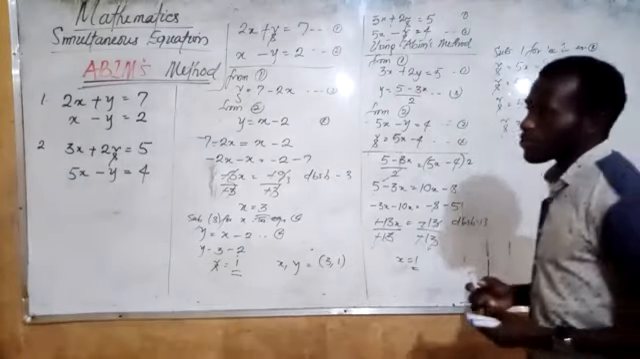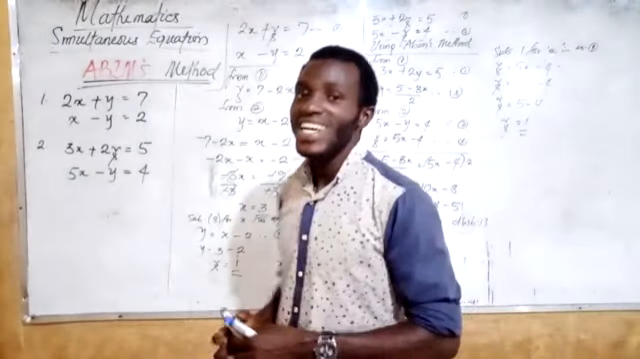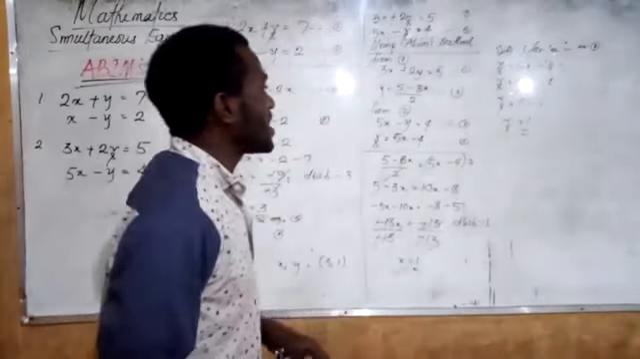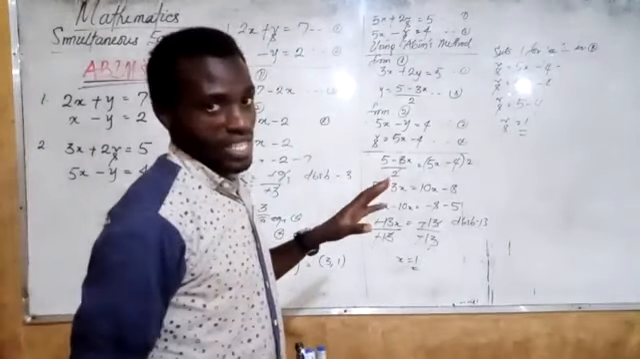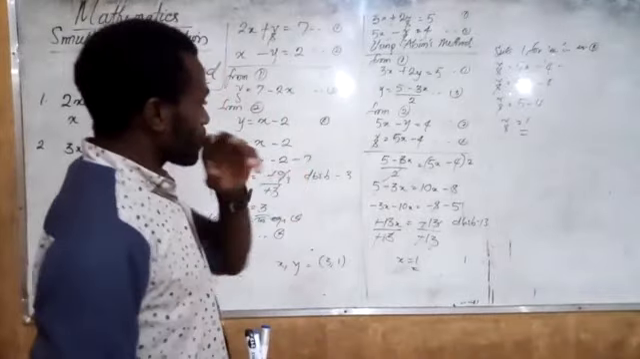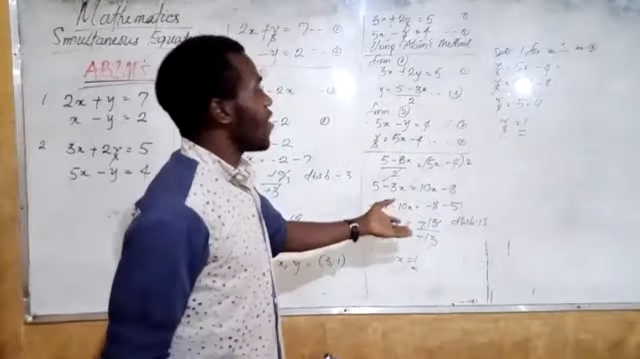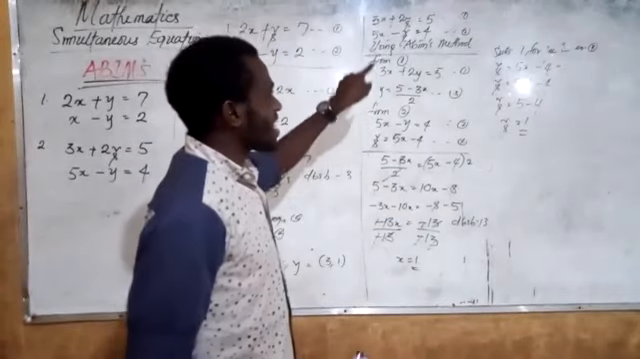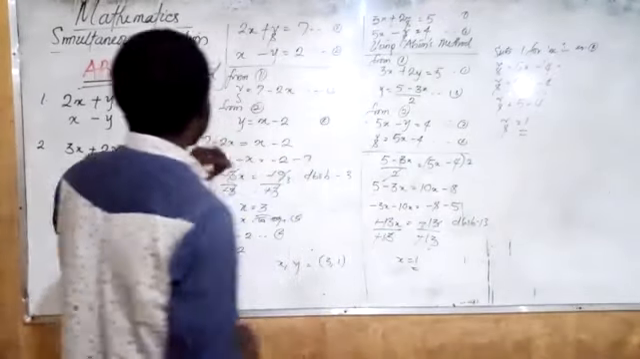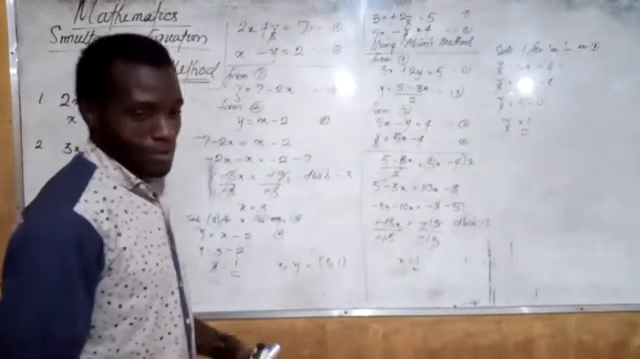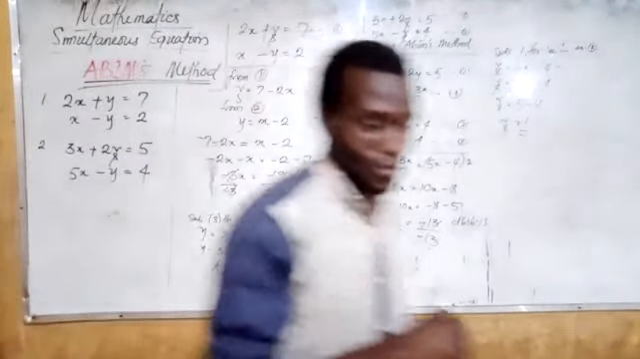You would agree with me that this method is in fact more comprehensive than the substitution method, because you don't have to substitute any big value for anything here. All you have to do is equate them. So this method is supposed to be called ABIM'S substitution method. Alright, this is ABIM'S substitution method. We are going to solve one more question with it.